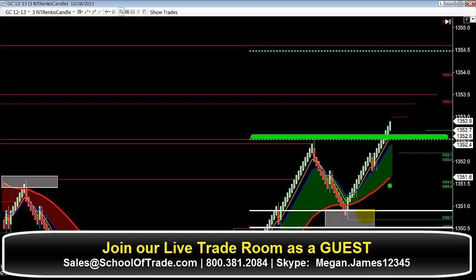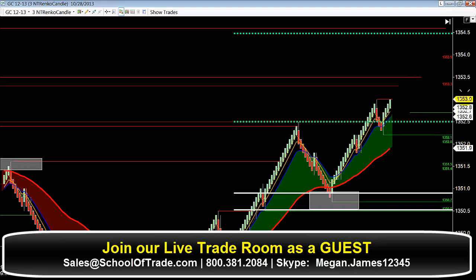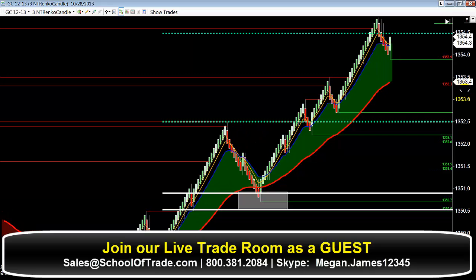For all those one contract traders out there, that's your only target, right? My goal for the one contract traders is to pick up those nickels and dimes and be ready to trade with 2 contracts in less than 10 days. First target, first green line. Second target, second green line. There's no way we can get all these filled. Nope. Oh, there it goes again.